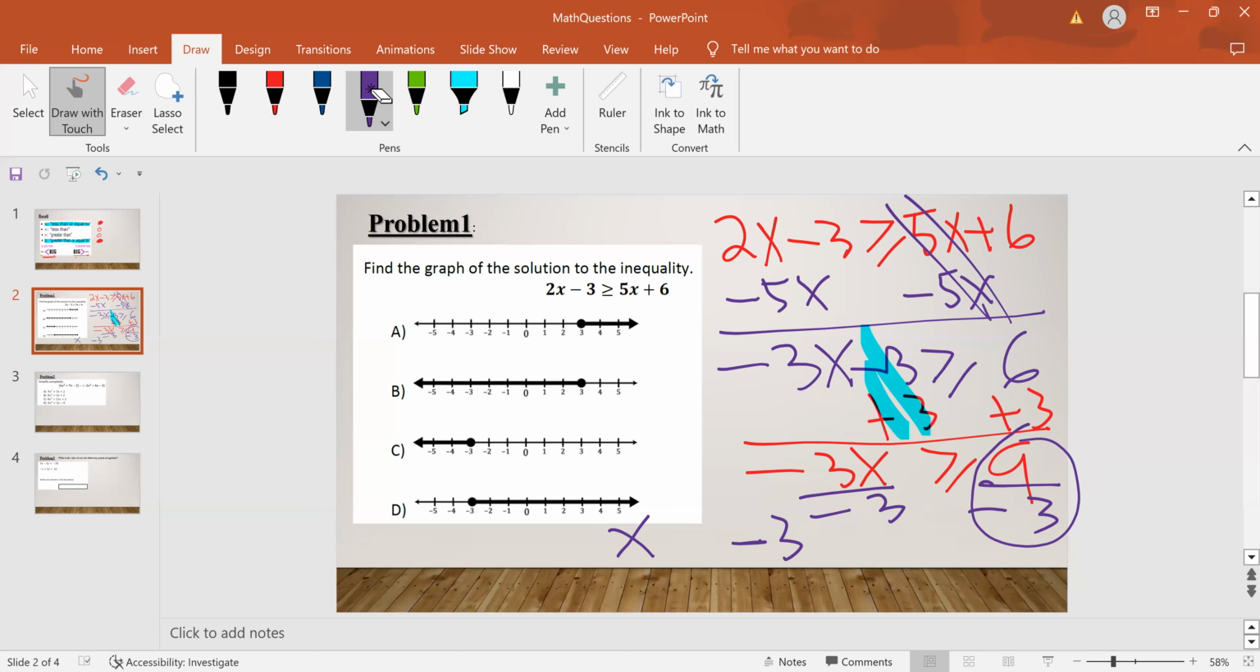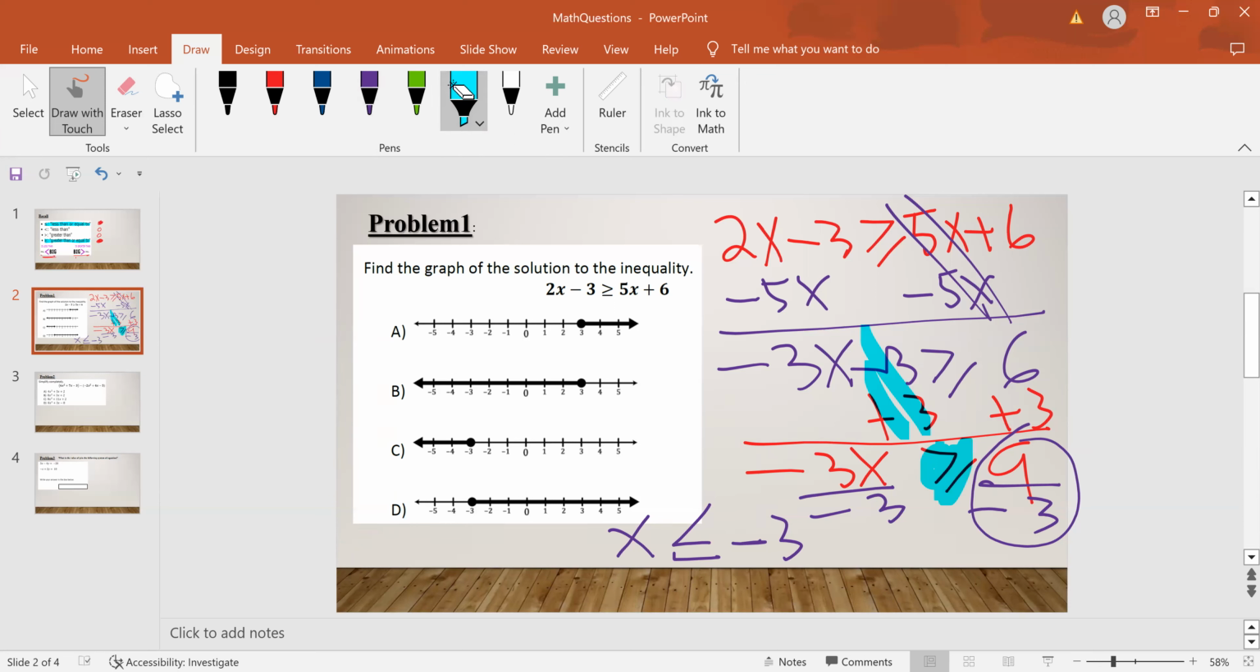Now, what's going to happen to the symbol? We're going to flip it. Flip it means this will become less than or equal to. Every time you have an inequality and you divide that inequality by a negative number, you flip the symbol. The same thing when you multiply the inequality by a negative number, you flip it. It's only for a negative number, if you divide or multiply by a negative number.